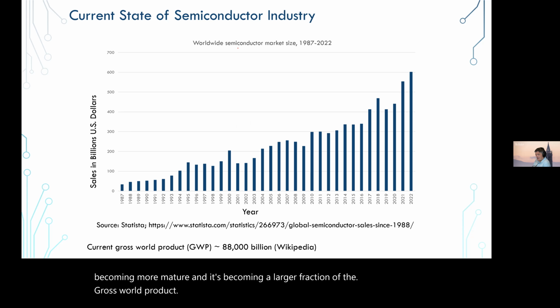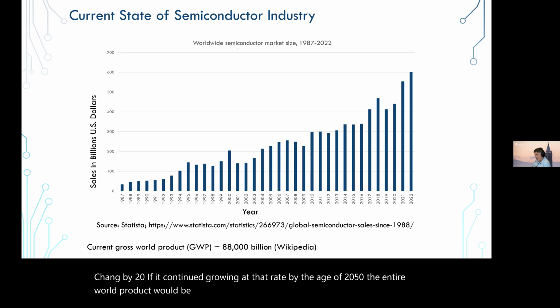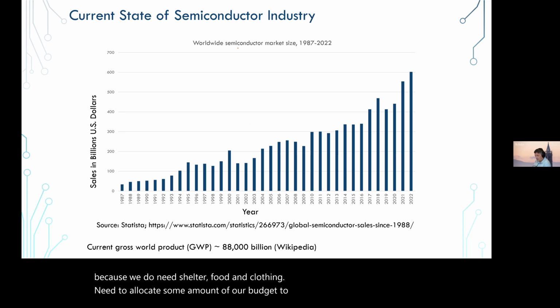Somebody made a prediction back then, around the early 2000s. I think it was Morris Chang. If it continued growing at that rate, by the year 2050 the entire world product would be semiconductors, which is clearly not possible because we do need shelter, food, and clothing. We need to allocate some amount of our budget to that.